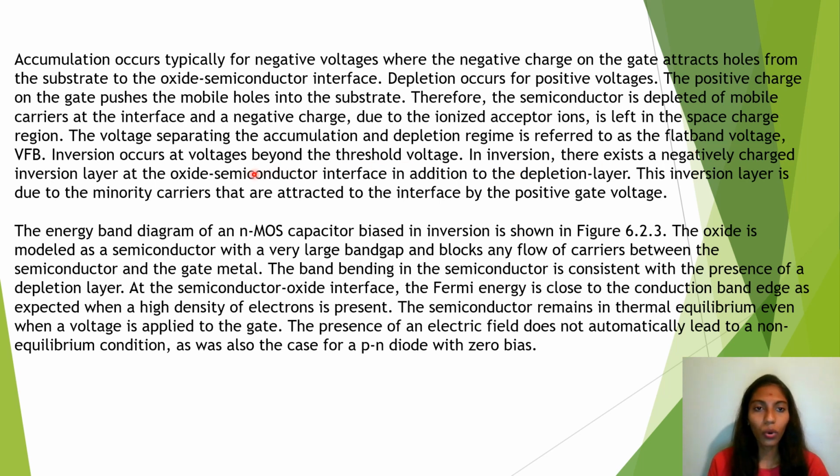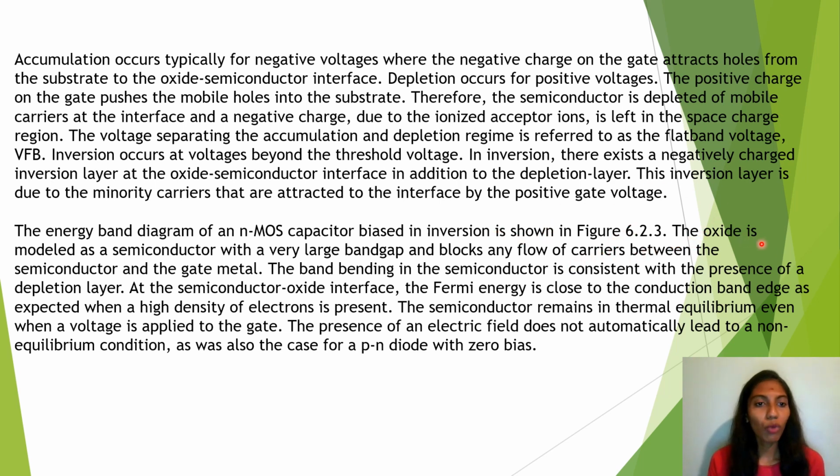Inversion occurs at voltages beyond the threshold voltage. In the inversion, there exists a negatively charged inversion layer at the semiconductor interface in addition to the depletion layer. The inversion layer is due to the minority carriers and they are attracted to the interface by the positive gate voltage. The energy band diagram of an nMOS capacitor biased in inversion is shown in the figure, as I already showed.